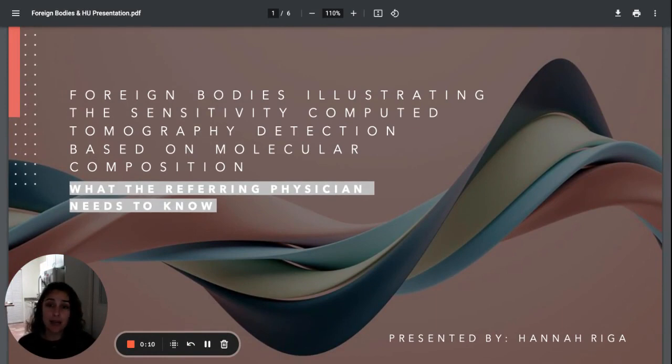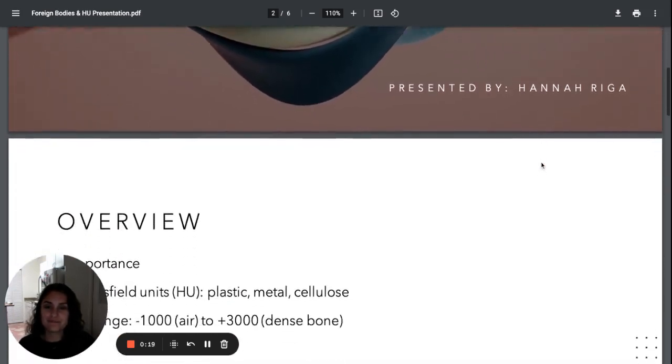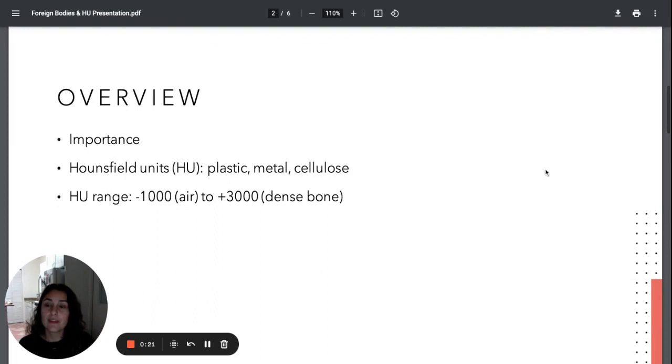I will be presenting my and my co-author Maxine Derrick's research on densities and Hounsfield units of foreign bodies based on their molecular composition. Overview. This study is important for the treating physician and the radiologist because foreign bodies can often go unidentified and unreported on imaging studies. We will be presenting on the Hounsfield units of 3 different foreign body materials, including metal, plastic, and cellulose, with supporting images.